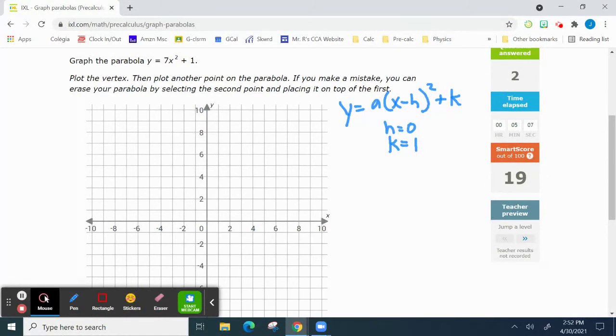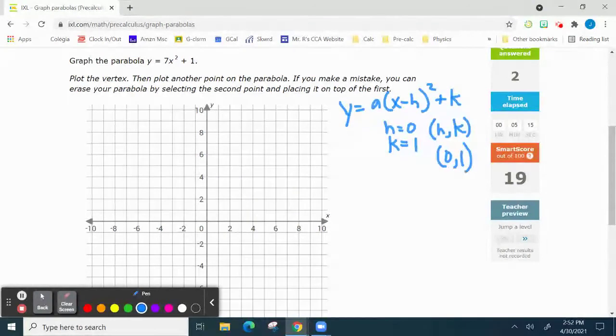So what's the vertex? It is h comma k, right? So the vertex is 0 comma 1. So we'll click that. 0 comma 1 is right there. All right, and now we're going to go write our equation. We're going to stick a number in for x that is convenient, whatever we want to do.